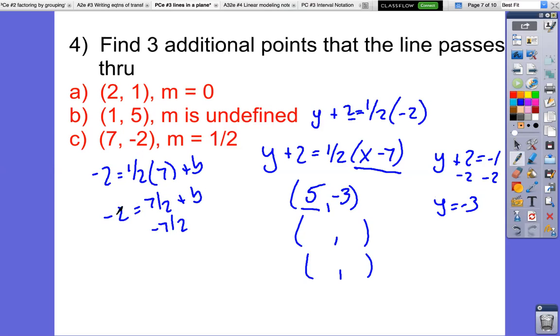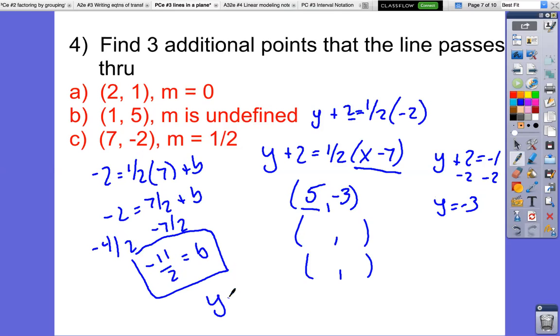Subtract 7 halves. So I've got -4 halves minus 7 halves. So my equation is really this. And again, I can pick any value for X that I'd like to plug in here. Either one of these works. You're literally just picking a value for X and plugging it in. So let's plug another one in. Let's plug in like 9.